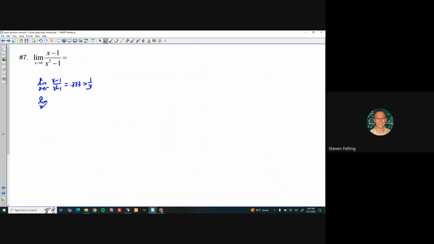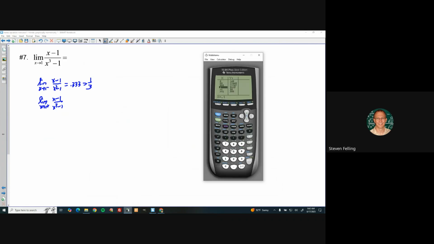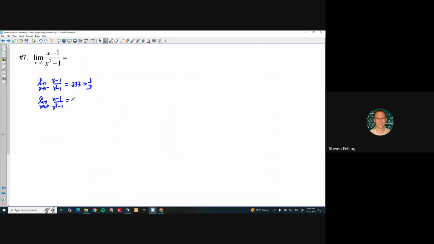Limit as x approaches 1 from the right of x minus 1 over x cubed minus 1. So we have to come down to 1 from higher numbers, like 1.1, 1.01, 1.001. And those numbers also seem to be approaching 0.333, so 1/3. Therefore, we can say the limit as x approaches 1 of x minus 1 over x cubed minus 1 is equal to 1/3.